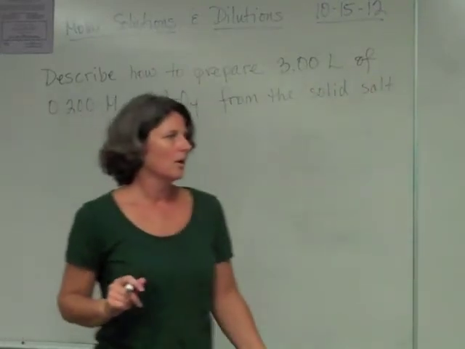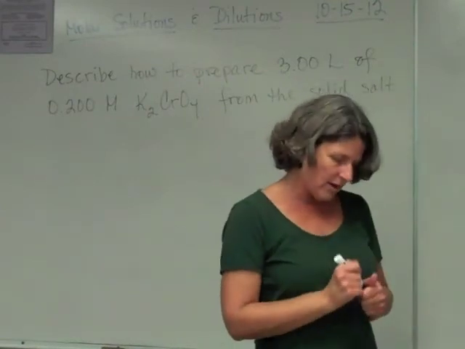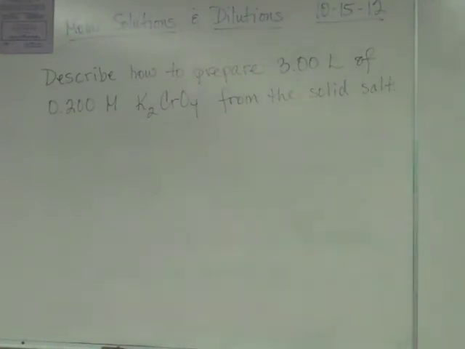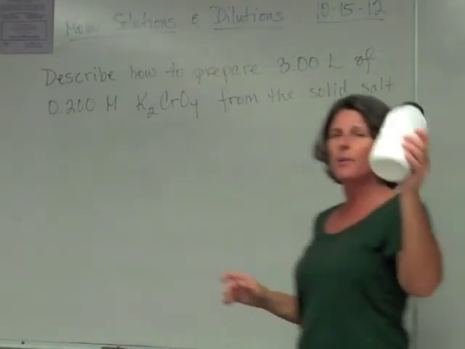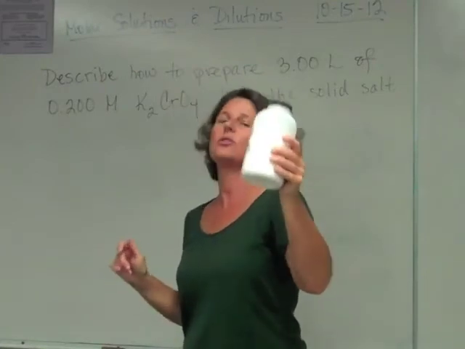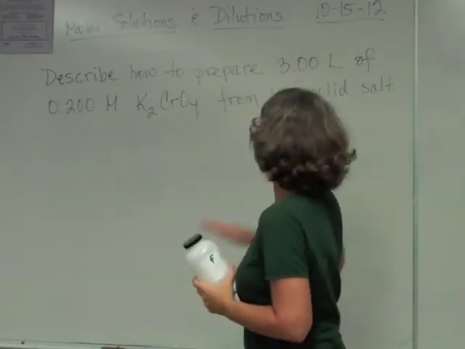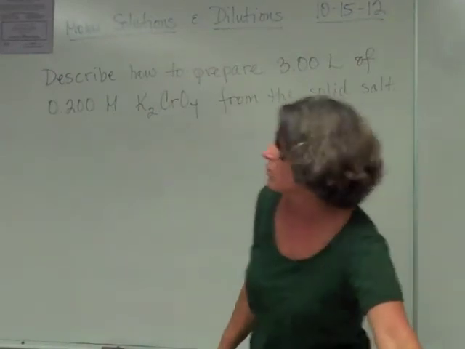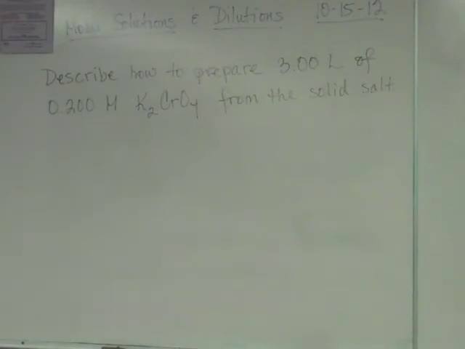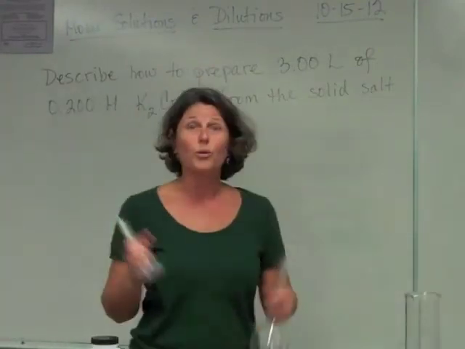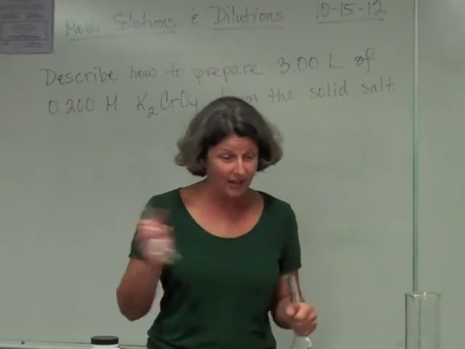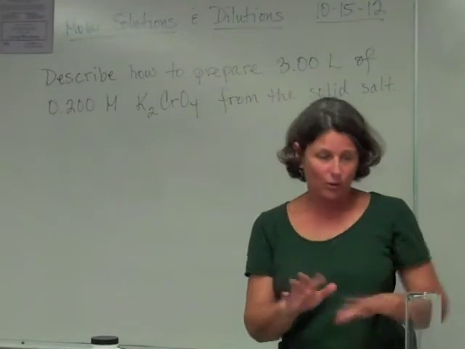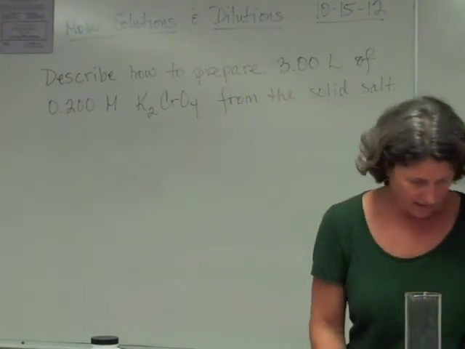Okay, so we've got a container of potassium chromate. Chemicals come as solid salts, and we need to make 3 liters of a 0.2 molar potassium chromate solution. The really cool video would be me actually making the solution, and I think I'm going to have to do that for you. Right now though, we're just going to write the steps.